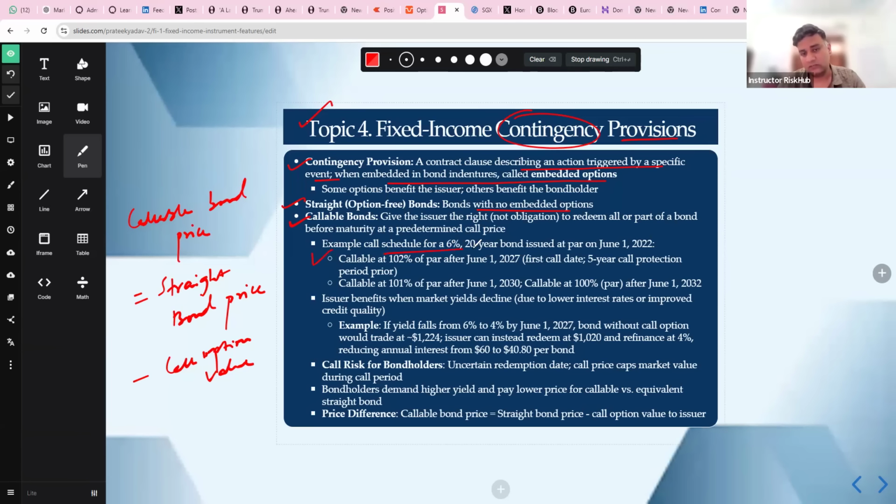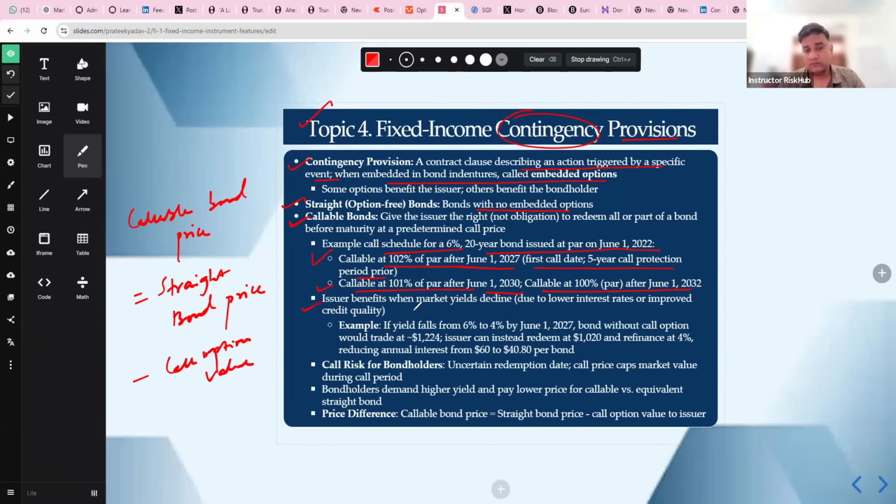For example, the call schedule for a 6% 20-year bond issued at par on June 1, 2022 is this. Callable at 102% of par value on June 1, 2027, the first call date, a 5-year call protection period. Callable at 101% of par after June 1, 2030. Callable at 100% par value after June 1, 2032, right?